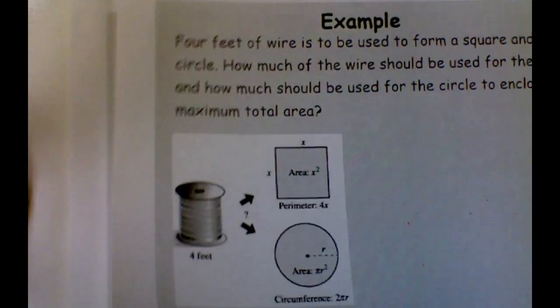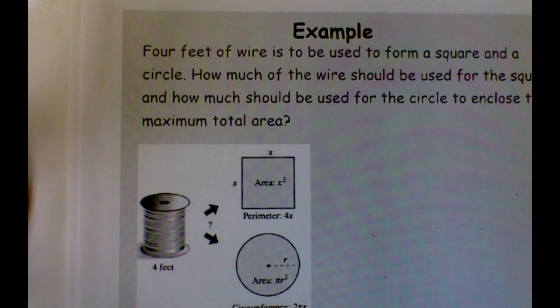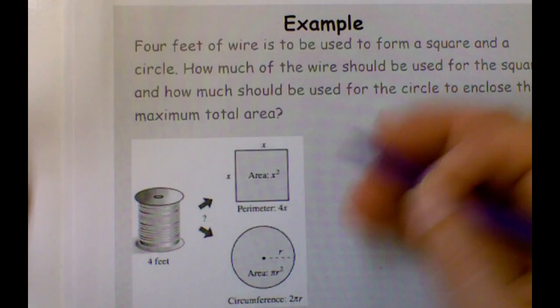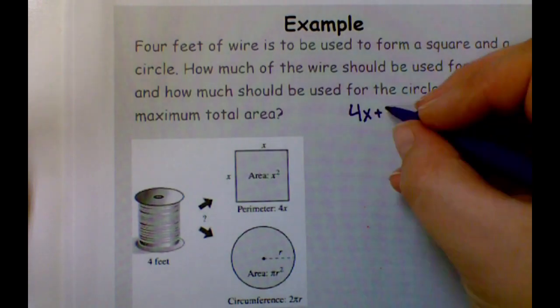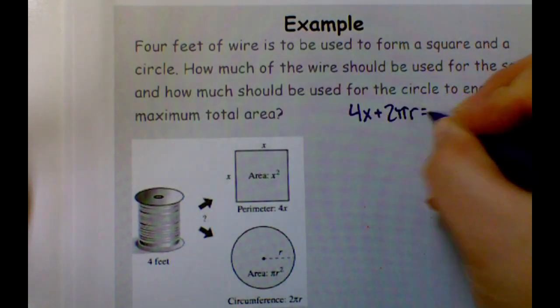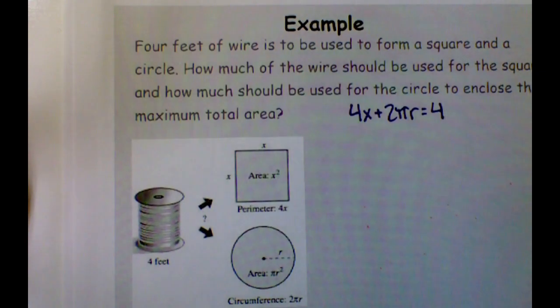And finally, 4 feet of wire to be used to form a square and a circle. I want to know how much wire I should use for the square and how much I should use for the circle to enclose the maximum total area. Well, I know that to enclose a square and a circle, I need to add together their perimeters. The perimeter of a square is 4x. Perimeter of a circle, or circumference, is 2 pi r. And that's going to equal 4.